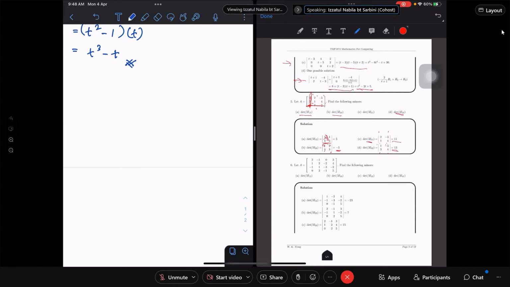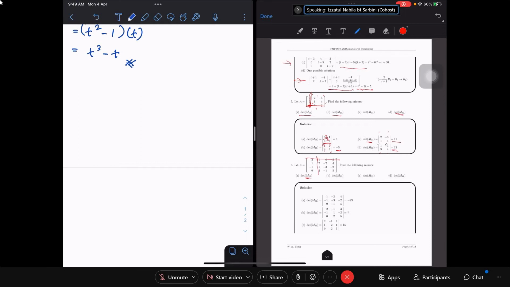Okay, so now number 6, also the same. You have to calculate the minus, but this one is 4 by 4. Means that you need to calculate the determinant for 3 by 3. Okay. So similar, for M12 it means that you cover the first row and the second column. So you cover the first row and the second column.